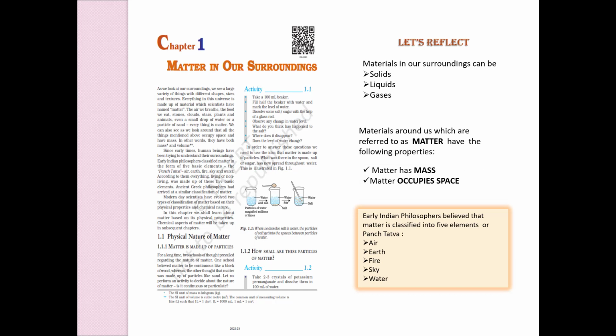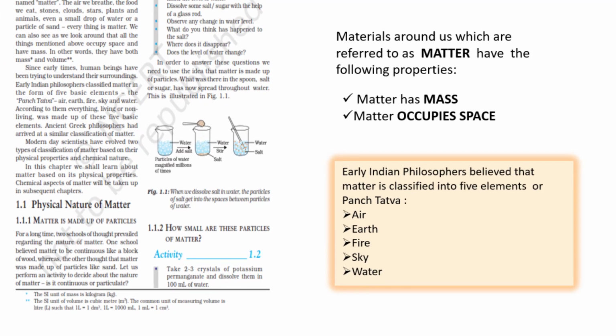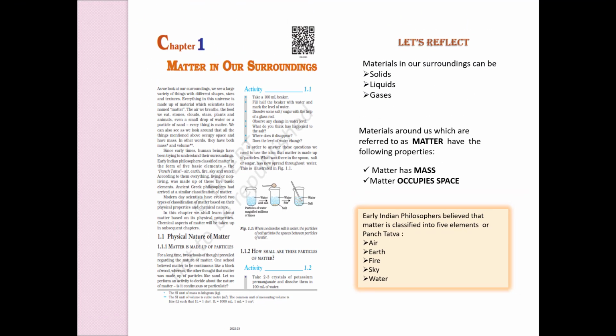Since early times, human beings have been trying to understand their surroundings. Early Indian philosophers classified matter in the form of five basic elements, which they called Panchatattva. The Panchatattva consists of air, earth, fire, sky, and water. Ancient Greek philosophers arrived at a similar classification of matter. Modern-day scientists have evolved two types of classification of matter based on their physical properties and chemical nature.